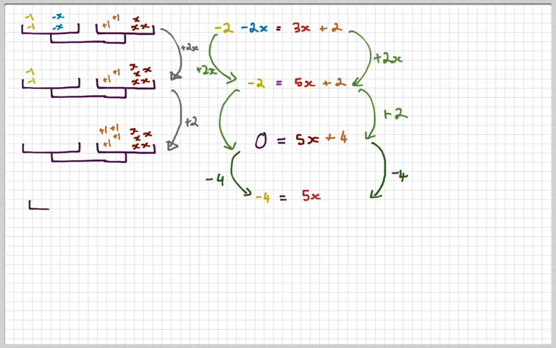And what do we do now? Well, maybe I'll just draw that set of scales that we've got. So we were here and we take away 4. So we add 4 negative 1s to both sides. That's the same as taking away 4. And they all cancel, cancel, cancel. So we are left with 5x equals negative 4. Okay, so now we've got a situation where we need to find the value of x.